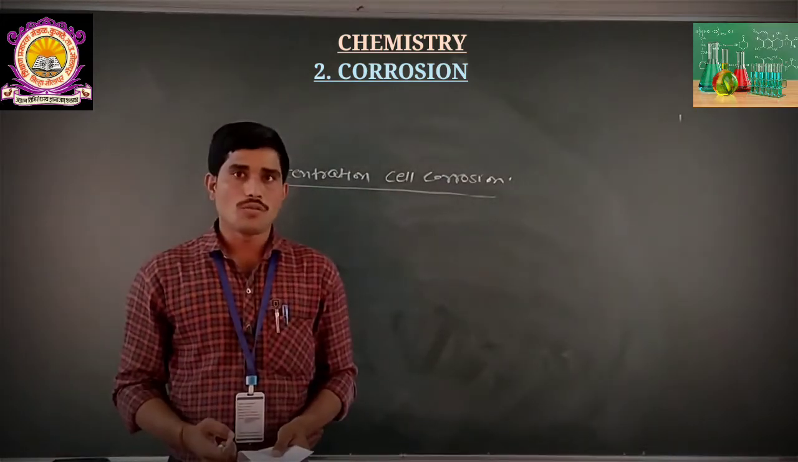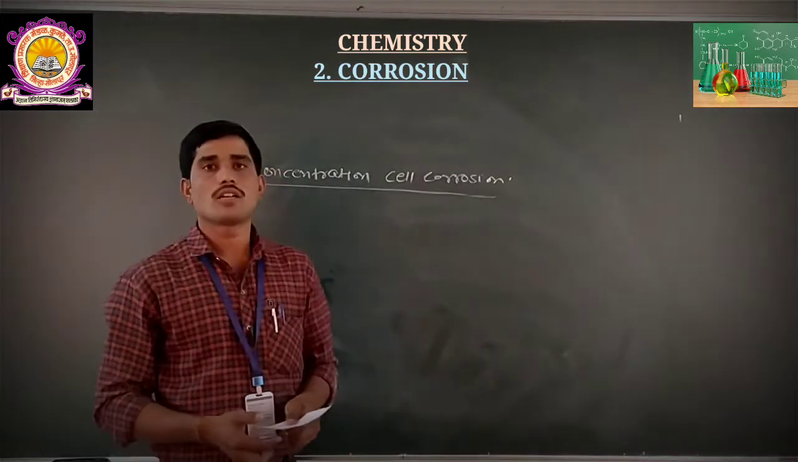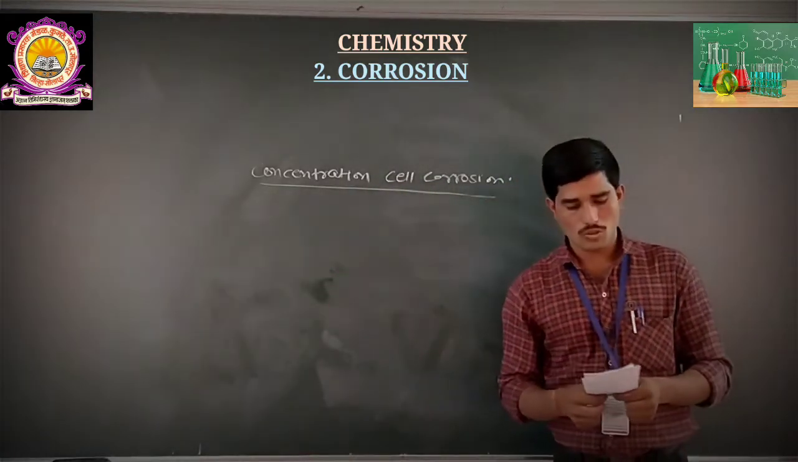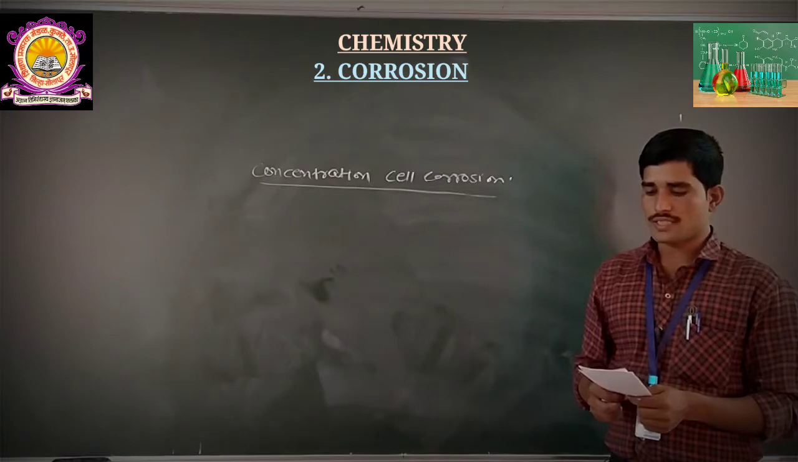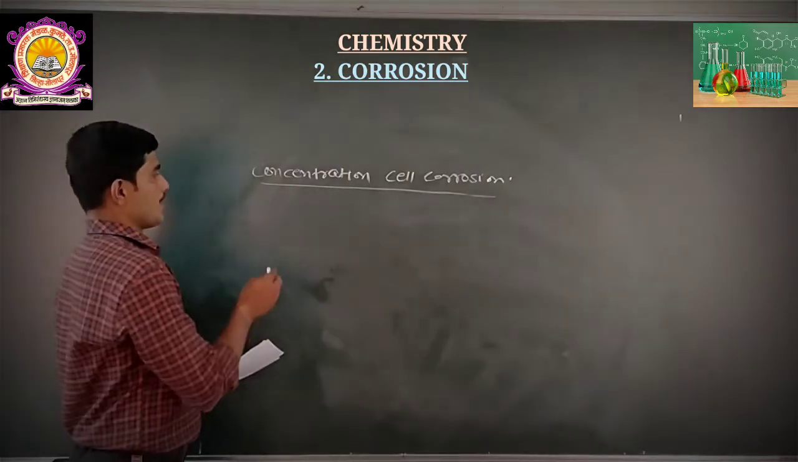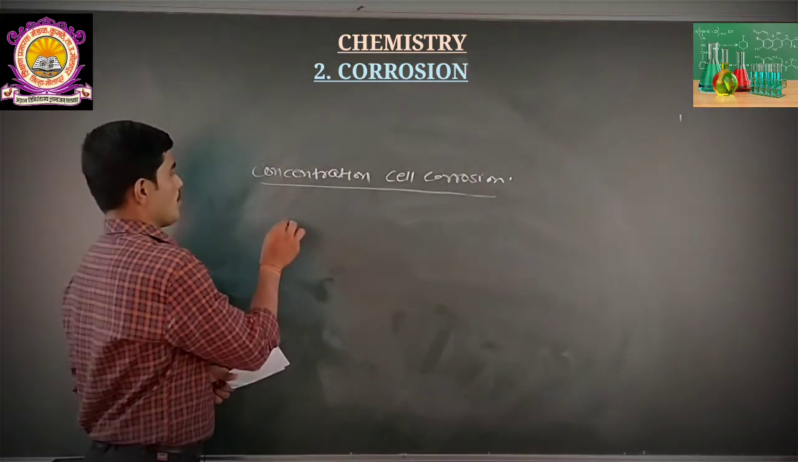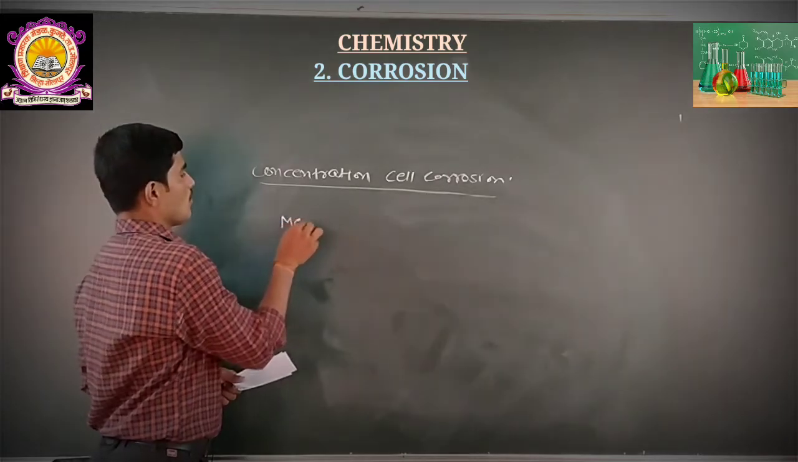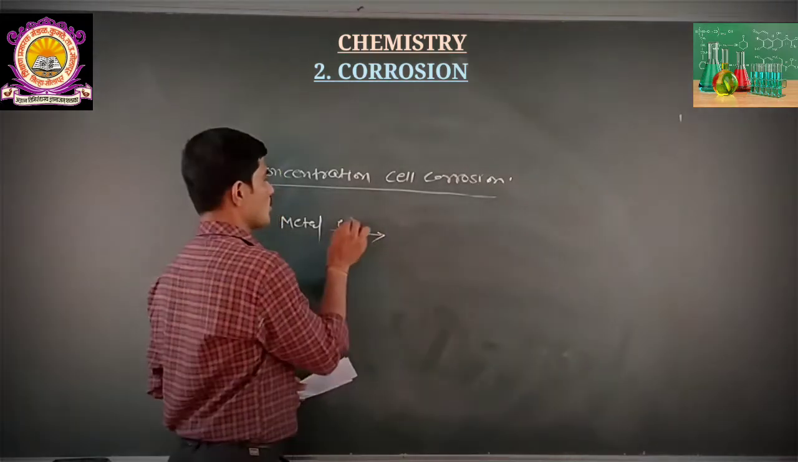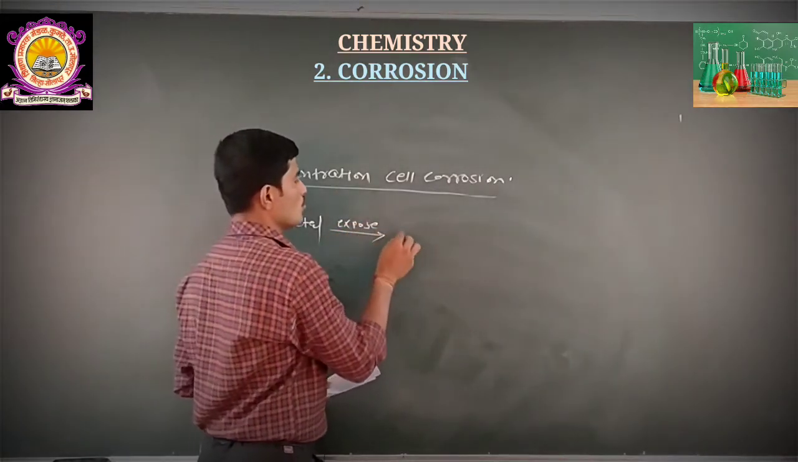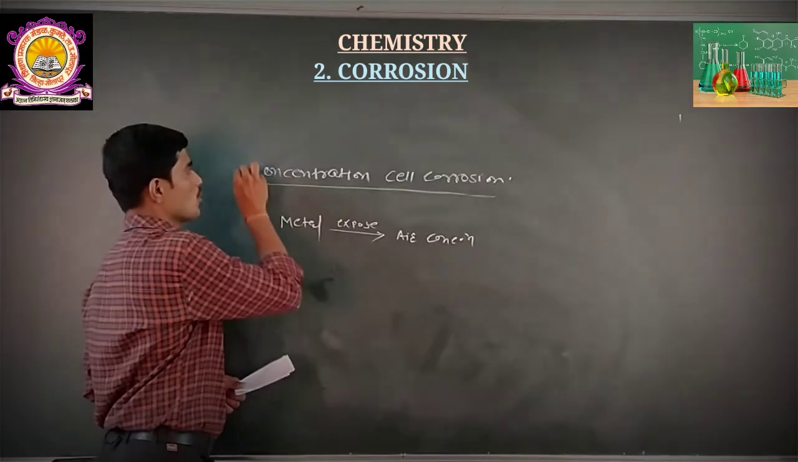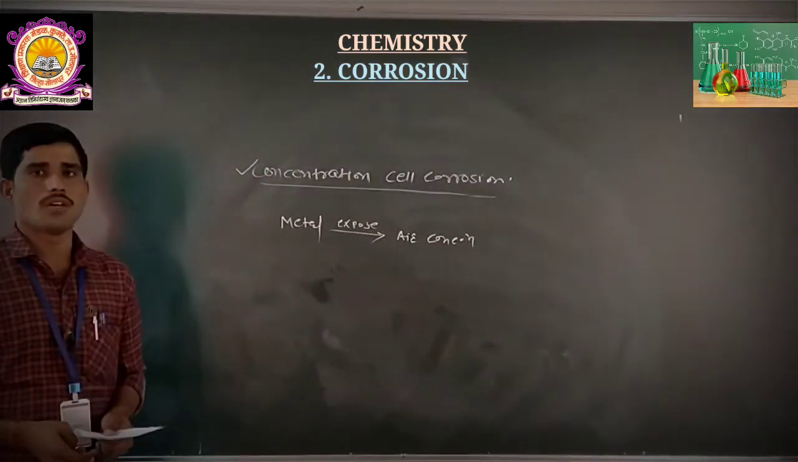acid or any solution, and this concentration cell corrosion is an important type of corrosion. This type of corrosion is observed when only one part of the metal is exposed to different air concentration. Means that when this metal is exposed to different air concentration, then such a type of concentration cell corrosion we observe.